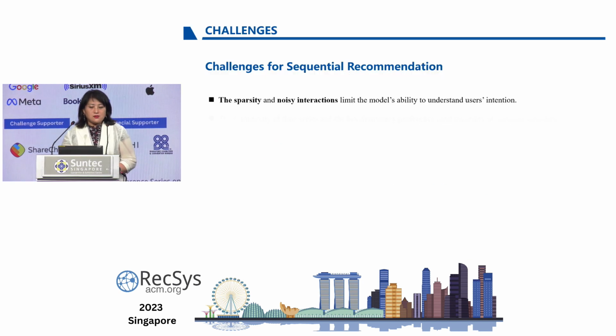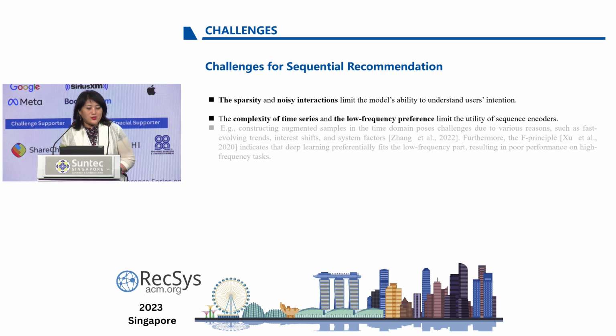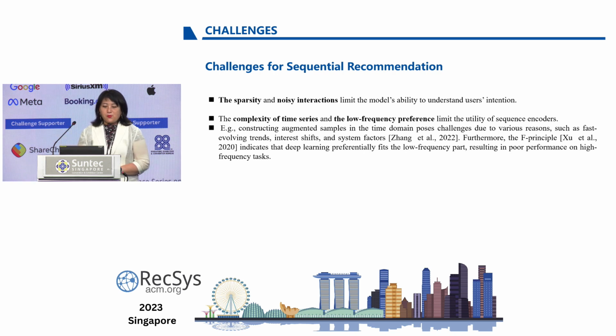There are two challenges and innovations for our thoughts. The motivation: the first is the sparsity and noisy interaction limit the model's ability to understand users' intention. The second is the complexity of time series and the low frequency preference limit the utility of sequence encoders. For example, constructing augmented signals in the time domain poses challenges for various reasons, such as fast evolving trends, interest shifts, and system factors.